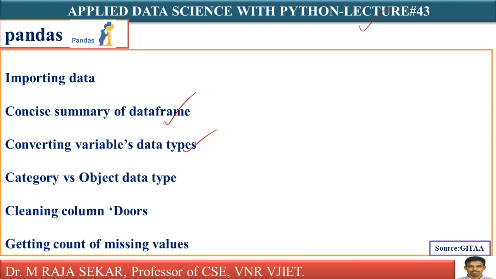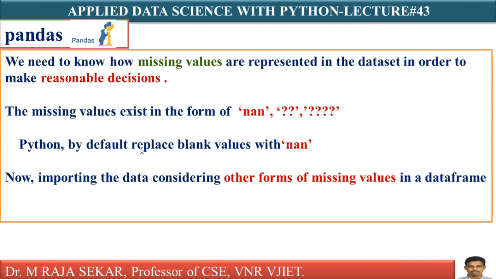We will try to compare the category data type and object data type in pandas. We will also discuss how to clean the column doors. Finally, we will try to count the missing values of all the variables or column names in the data frame. So, now let's try to import the data by considering all forms of the missing values.